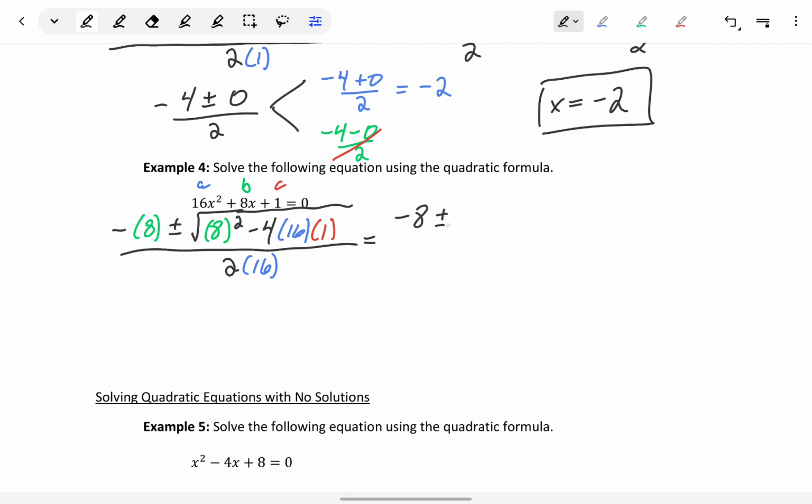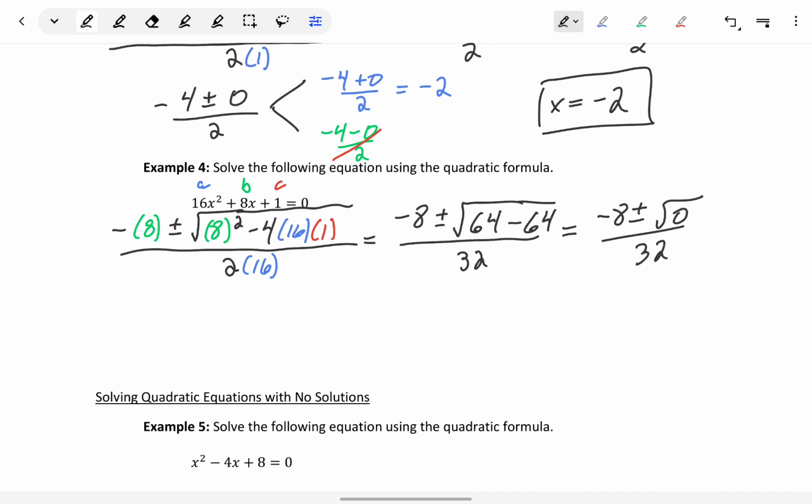This will give us negative 8 plus or minus the square root of 64 minus 64 all over 2 times 16, which will be 32. And we again get 0 under the radical. So we can basically just drop this piece off. What we have is just negative 8 over 32, which will reduce down to negative 1/4, meaning our only solution in this case is x equals negative 1/4.